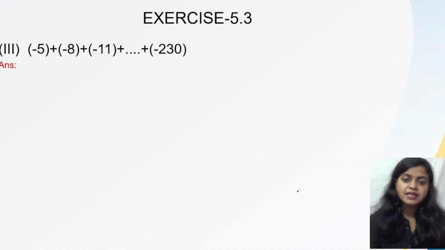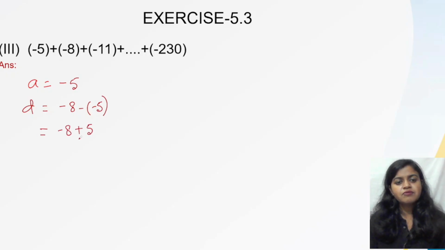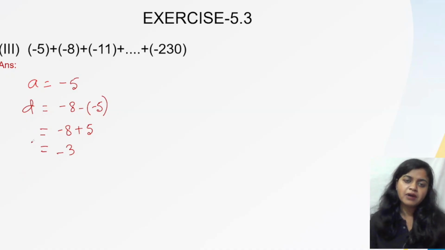Okay. Next, now we'll discuss question number 3. In question number 3, we have to find the sum of all the terms. Here a equals minus 5. Now d equals second term minus first term, so this will be minus 8 plus 5, which is minus 3. Now we'll find the value of n, how many terms are present in this AP.